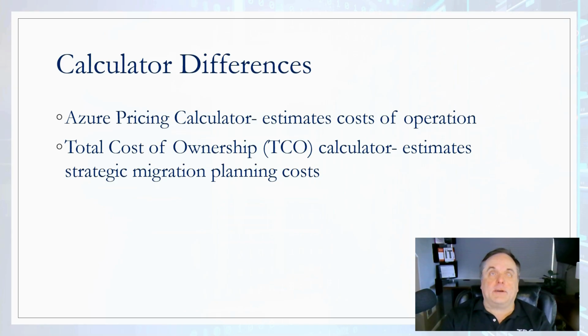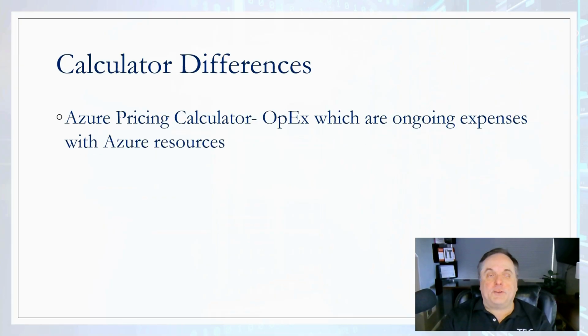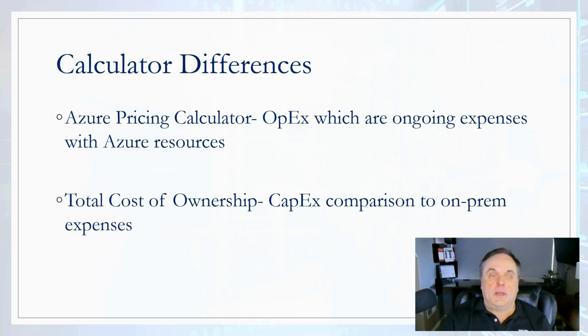The pricing calculator is for execution and granular Azure costs, while the TCO calculator is for strategic migration planning and business justification. The Azure pricing calculator is going to be involved with what's called operational expenditures, or OpEx. These are ongoing expenses with Azure resources. Whereas the total cost of ownership calculator is going to measure capital expenditures, which is the comparison to on-prem expenses.